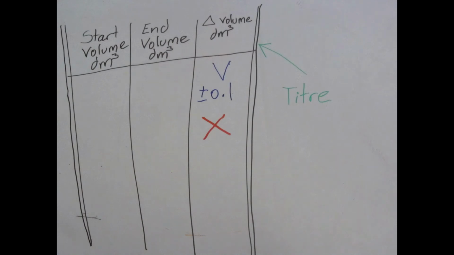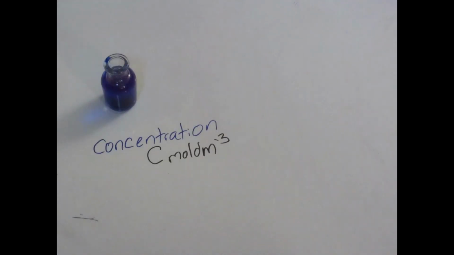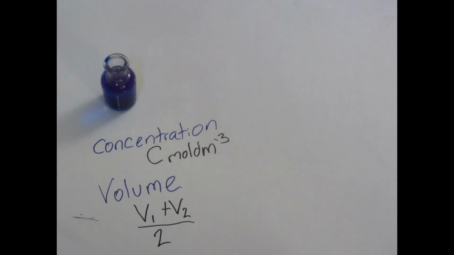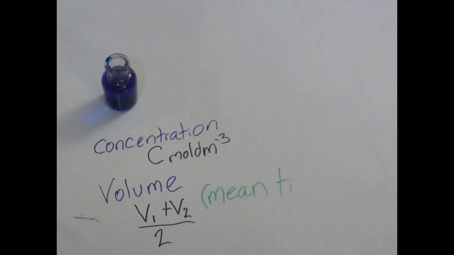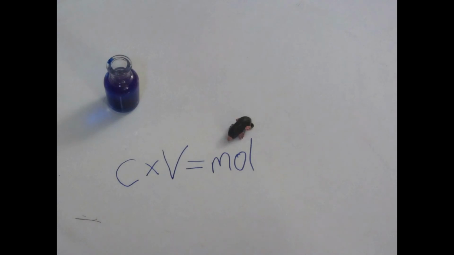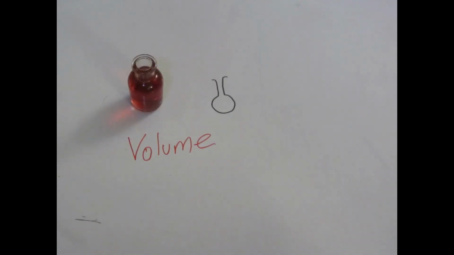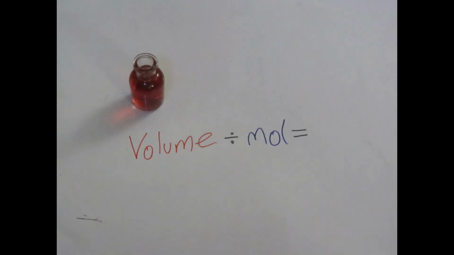We then have our concentration of our base. We have our volume, which is our first concordant result plus our second concordant result, divided by 2. This gives us the mean titer. Concentration times volume equals moles. Now we have the volume of our other solution. We measured it out in our volumetric flask. We then divide this by the moles of our reacting base. This gives us the concentration. X of one solution reacts with Y of another solution.